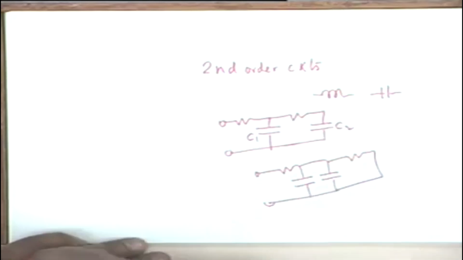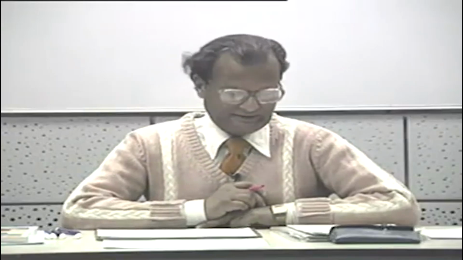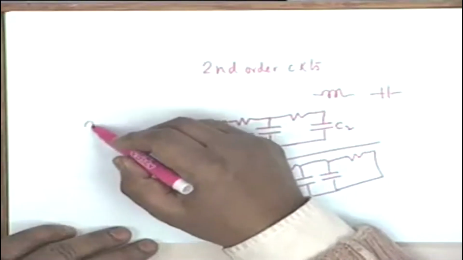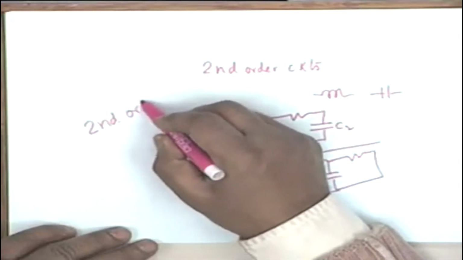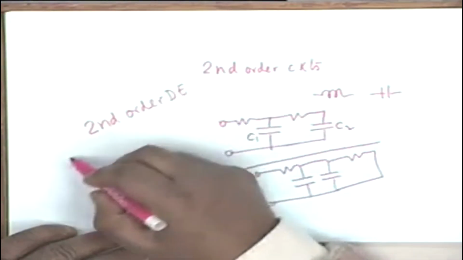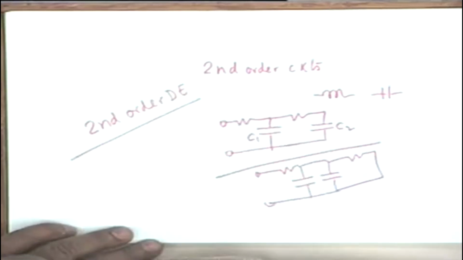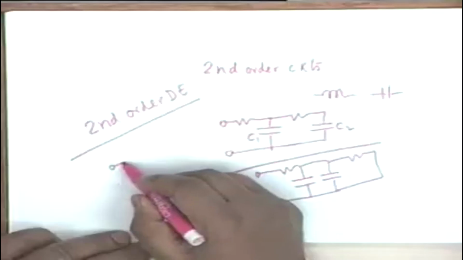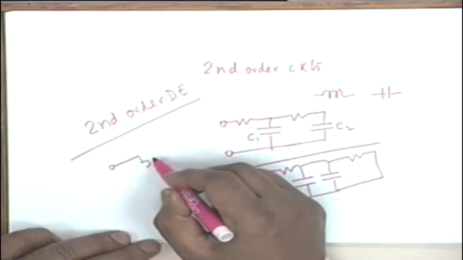So two energy storage elements are needed. If of the same type, they must be non-trivially connected. A second order circuit is described by a second order differential equation, and a second order circuit shall have two roots of the characteristic equation. All right. For example, you can have a second order circuit like this.